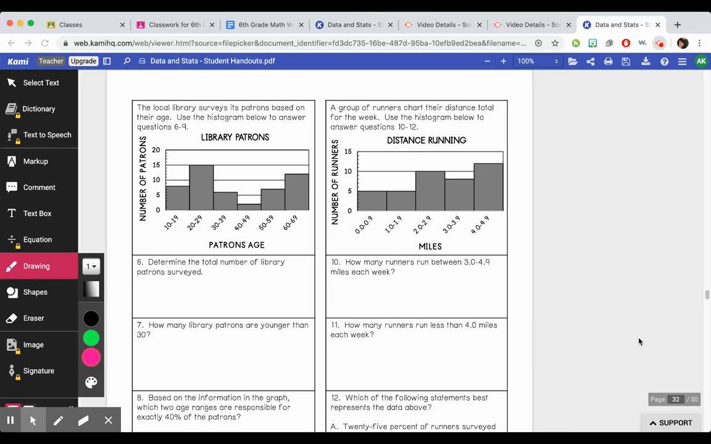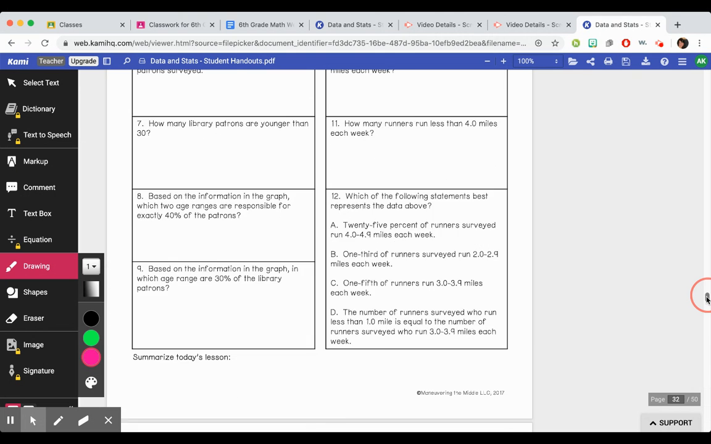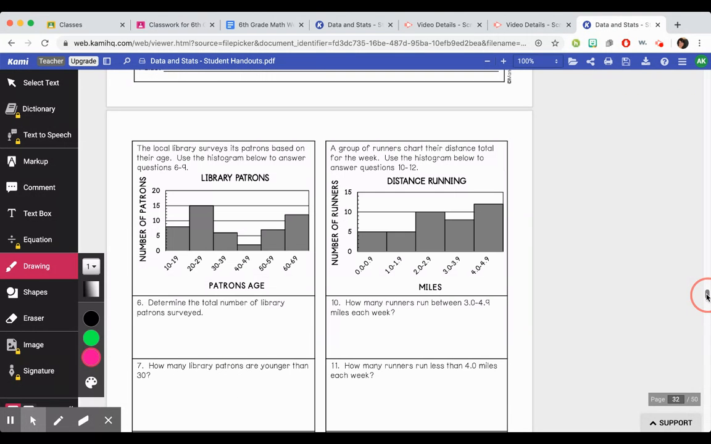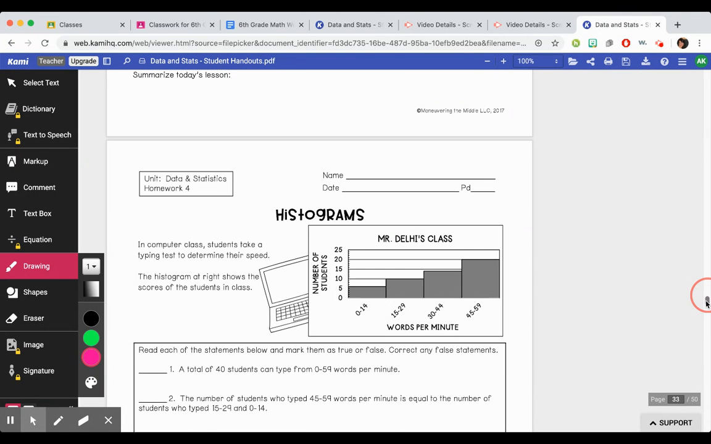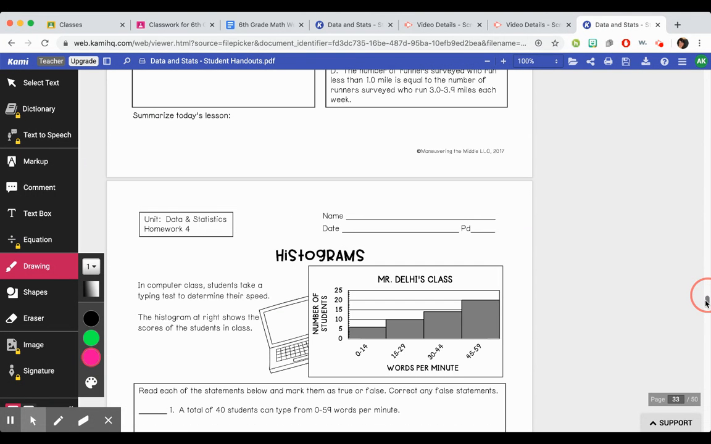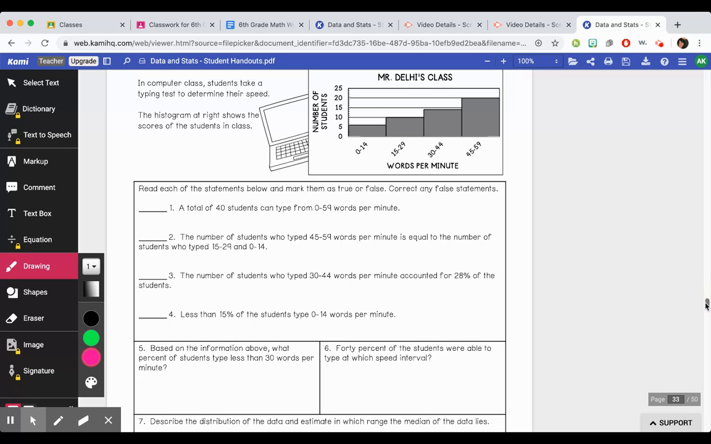Okay, so your assignment today is to finish the back of this. I think that you could take a look at both of these and do a good analysis of this data. And then finally, your homework tonight is homework 4. So take a look at that and try that. Please post any questions you have, and don't forget to post a picture on Google Classroom.